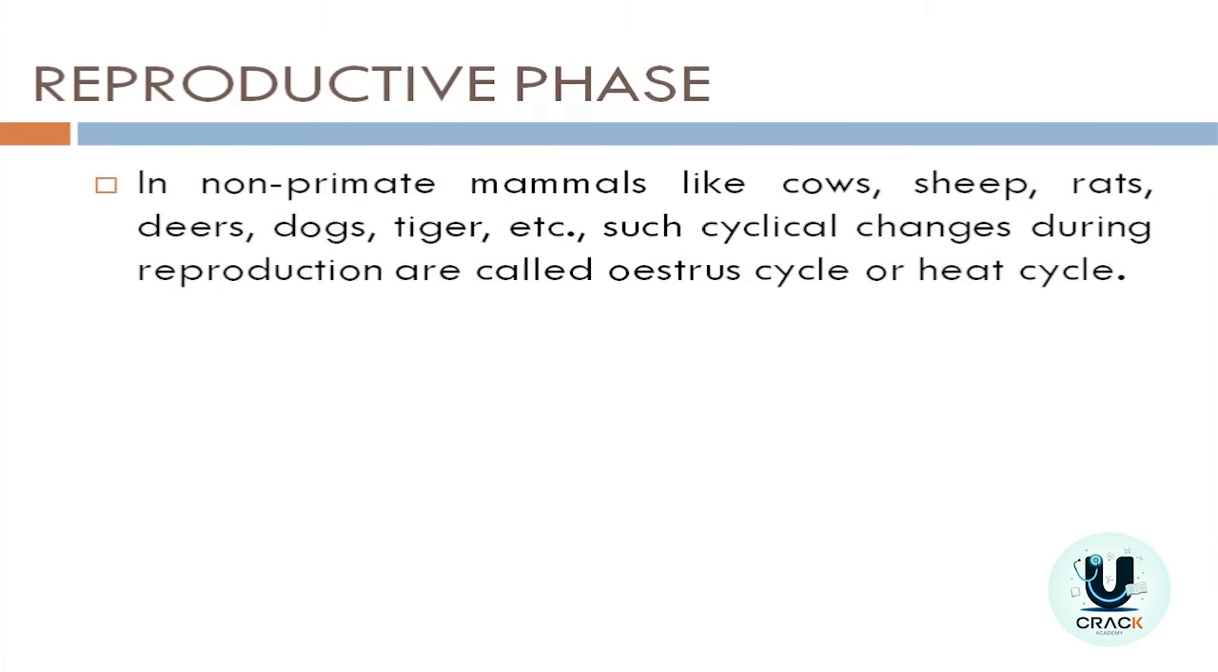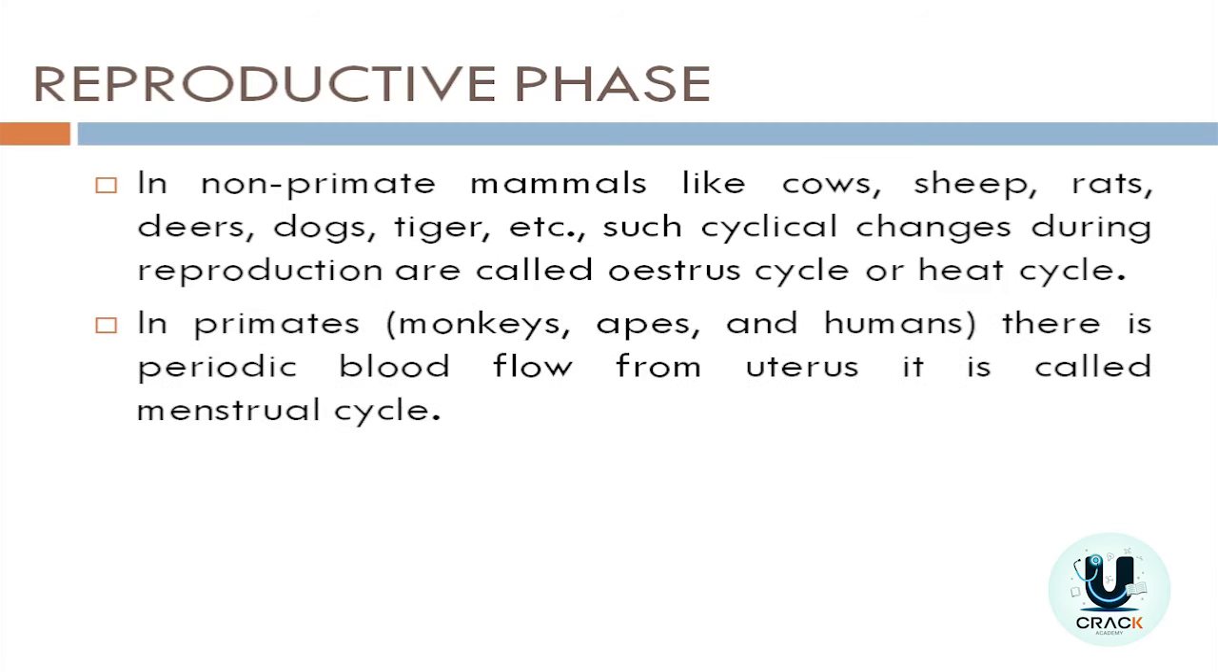In non-primate mammals like cow, sheep, rats, dogs, tiger, etc., such cyclical changes during reproduction are called oestrus cycle or heat cycle.